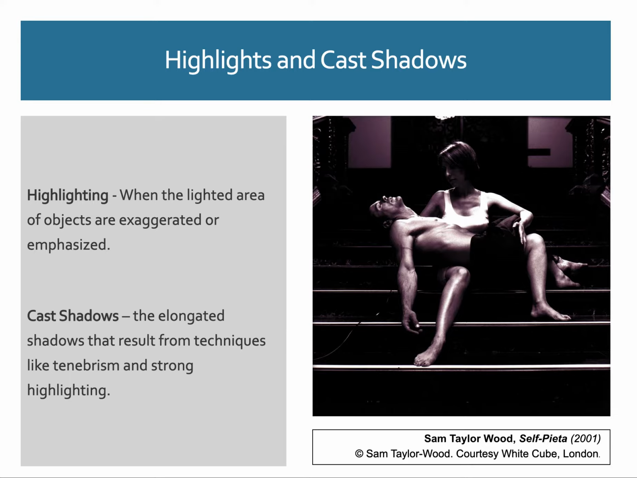Highlights and cast shadows. So highlights are where the light hits the object. So if you look at an apple, you get that little spot of white on it. That's where the light has hit the apple. Cast shadows are when the shadow that you have is elongated from very strong highlighting.